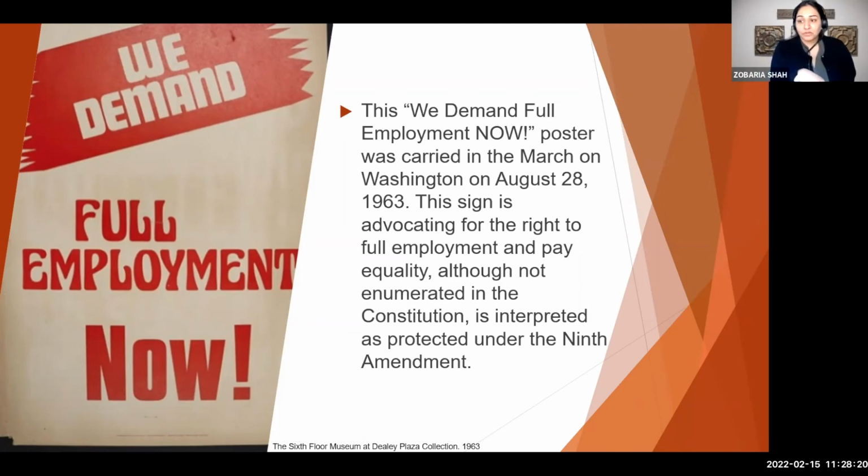Okay. Now, you might consider, how is MLK, Martin Luther King Jr., connected to the president? Well, President Kennedy also wanted everyone to have equal rights. So after the March on Washington, President Kennedy met with Martin Luther King Jr. because he agreed with him. This particular sign advocates for the right of full employment, equal pay, although it's not mentioned in the Constitution. Some people interpret that this is also protected under the 9th Amendment.